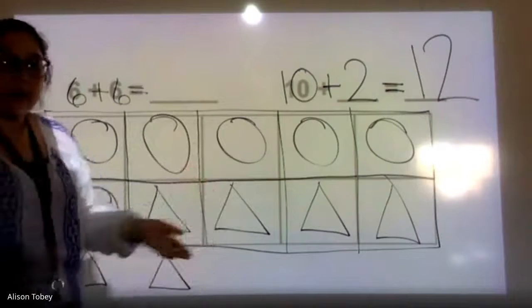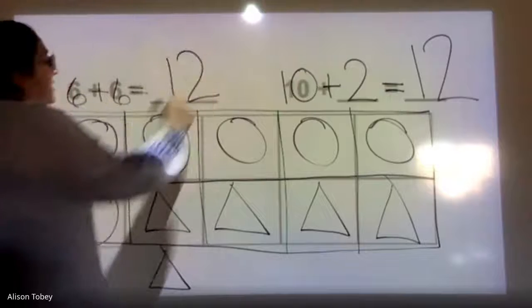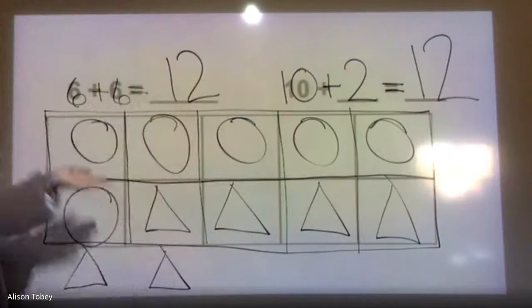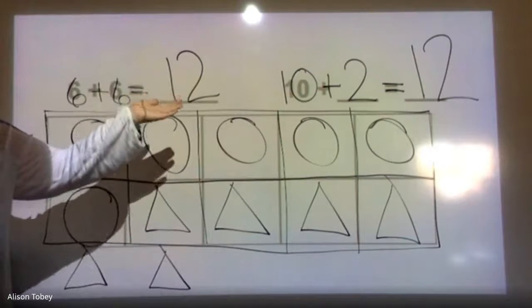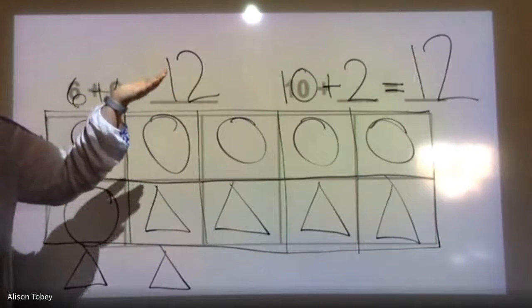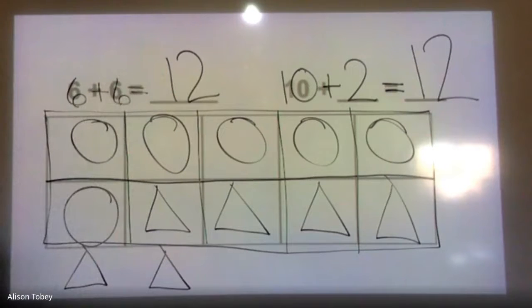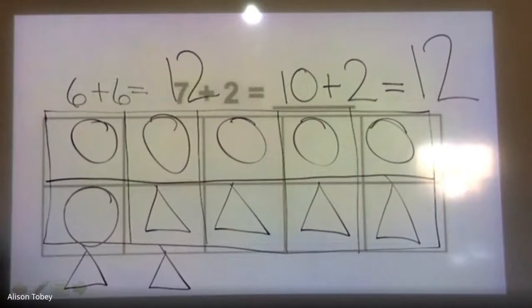12, right? Because it's the same. 6 plus 6 is 12, and so is 10 plus 2. We use 6 circles and 6 triangles. It makes 12. Very good. Okay.